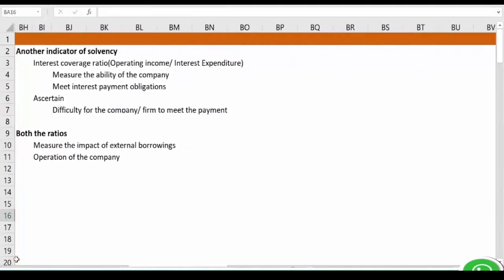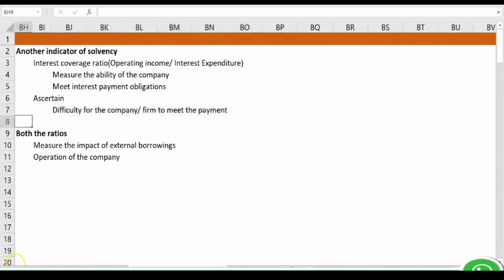There is also another indicator of solvency. What is that? That is the interest coverage ratio. This ratio is calculated as operating income divided by interest, and the higher the ratio, it indicates the company has more ability to meet interest payment obligations. Okay, and it also helps the bank to ascertain whether it is difficult for the company to meet the obligation, or whether they can manage the repayment and interest commitment without any difficulty.